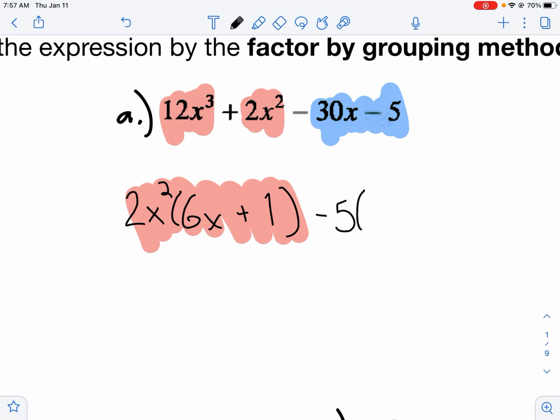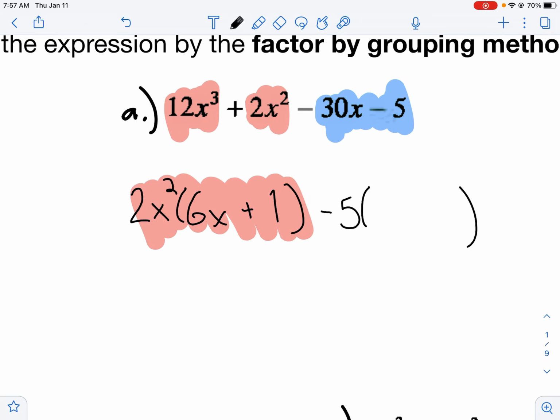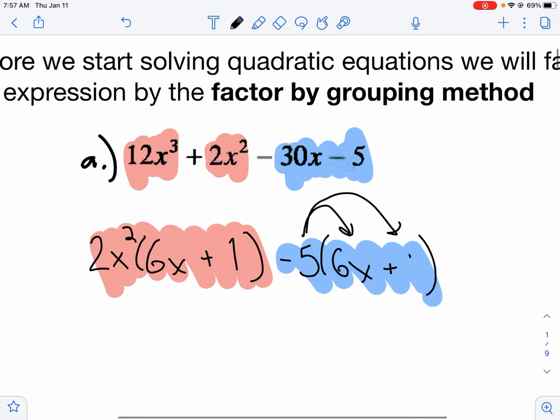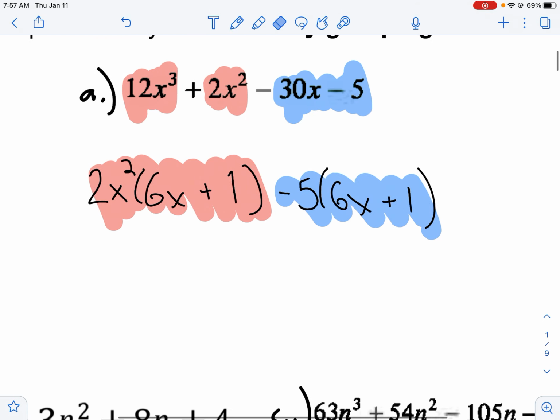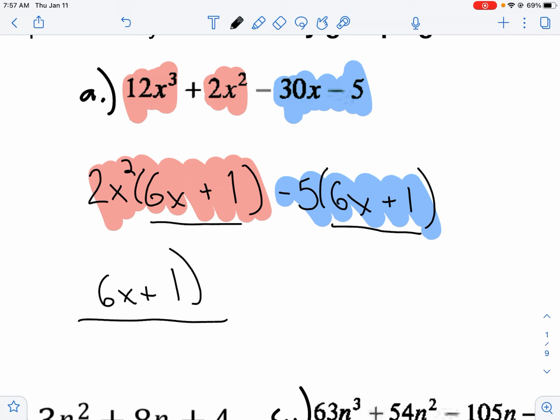And you'll notice this is the way they're going to work. Not everything with four terms is factorable like this, but it works like this. Negative 5 times 6x gives you that. Negative 5 times positive 1 gives you that. See that? Okay, and then you'll see that you have a common 6x plus 1 here, so we can factor that out. And then you're left with 2x squared minus 5 here. And that's it factored, right?